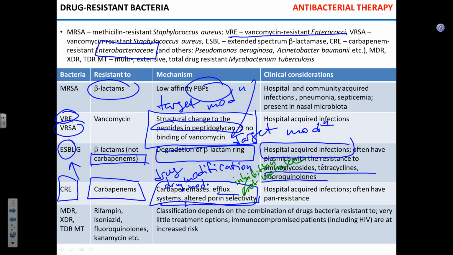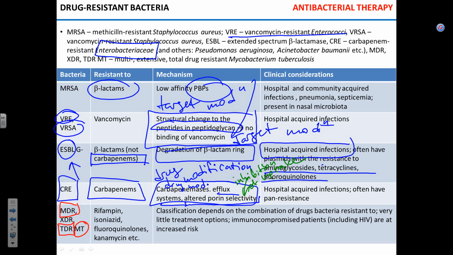And our lovely favorite one, Mycobacterium tuberculosis. There are several grades of resistance. MDR stands for, anyone can tell me without looking at the slide, MDR, multi-drug resistant. XDR, extensively drug resistant. And TDR, totally drug resistant. And when we say total, we mean total.